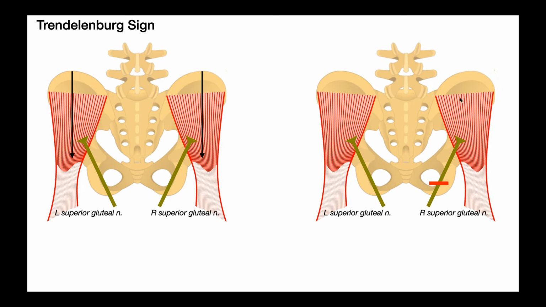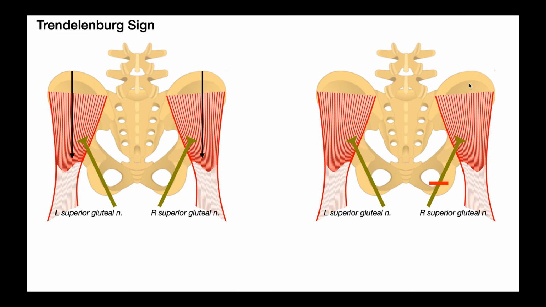So what would happen if we had weakness of the right gluteus medius or a lesion of the right superior gluteal nerve? Well, remember, the job of this muscle is to pull that right half of the pelvis downwards to stabilize it during right single limb stance. So if this muscle's weak, it's not going to be able to hold that half of the pelvis down. If this nerve is lesioned, well, same result. The muscle's not going to be able to contract as much and pull that right half of the pelvis down.